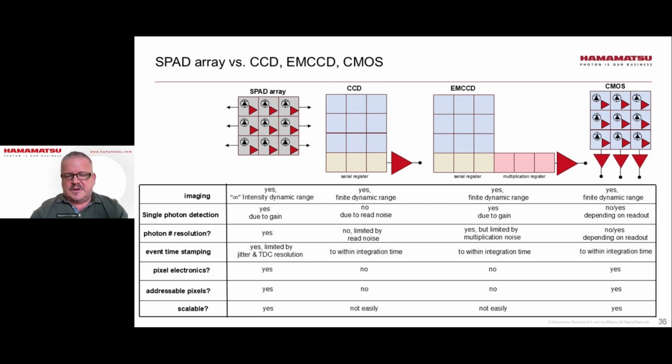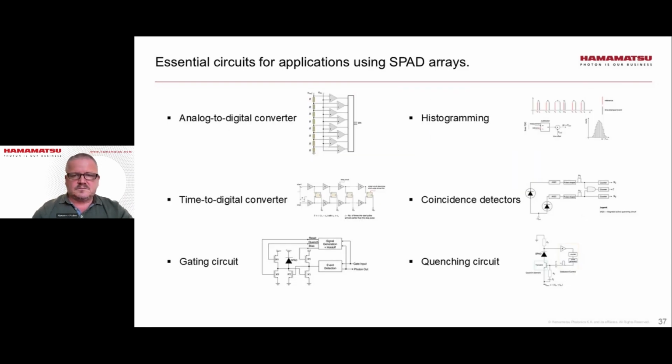There, you can only tell arrival time of a photon to within the integration time, whereas in the SPAD, you can timestamp individual events. Again, you can have pixel electronics in a SPAD and CMOS. No pixel electronics is possible in a CCD or EMCCD. And pixels in a SPAD array are addressable. So are they in a CMOS, but not in a CCD and EMCCD.